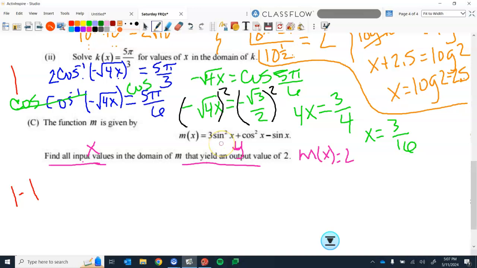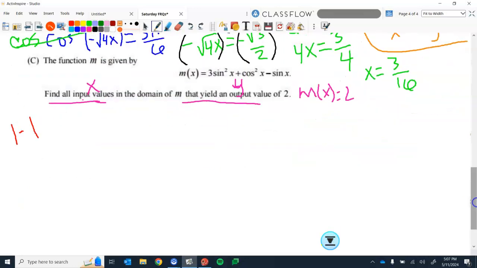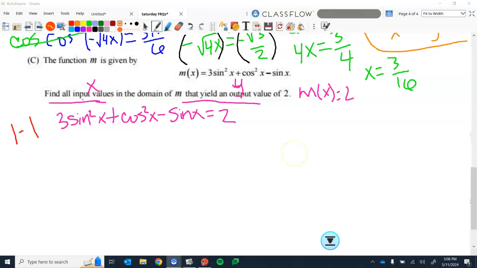I'm going to take this equation, which is 3 sine squared x plus cosine squared x minus sine of x equals 2. Bam. I set it up. Okay. So now I see some squareds, which tells me it's quadratic in some way.